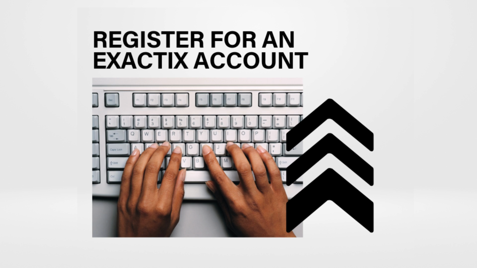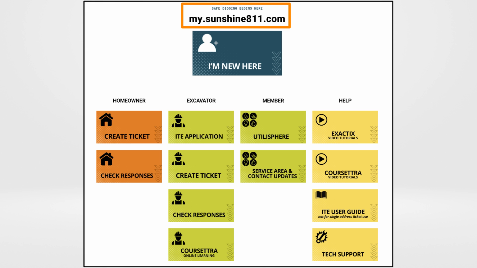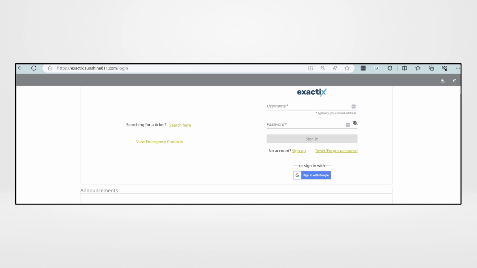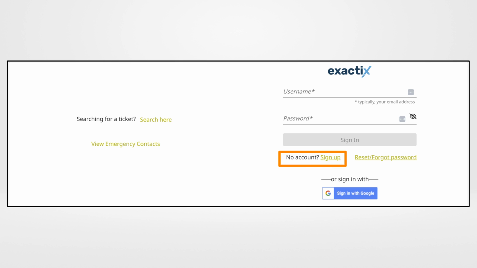If you are an excavator digging at a single residential address, this tutorial walks you through the process of registering for an Exactix account. Visit my.sunshine811.com and click Create Ticket. You will be redirected to a login page. Click the link Sign Up next to No Account.